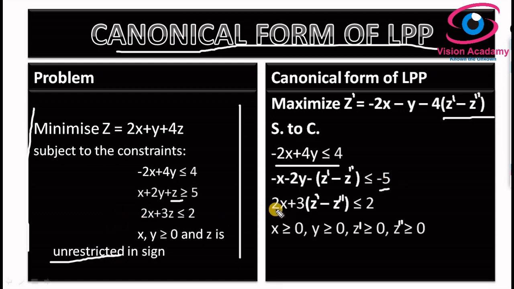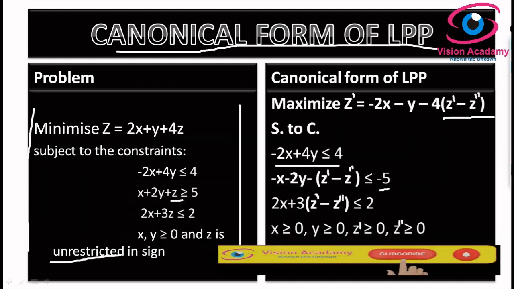And the third constraint I have taken as it is, but for z I have given some treatment because we have restricted it: 2x plus 3z, in the place of z, z dot minus z double dot, lesser than or equal to 2. So in the non-negativity, x is greater than or equal to 0 and y is also greater than or equal to 0. In addition to that, z dot is greater than or equal to 0 and z double dot is also greater than or equal to 0. So this is how we converted the given problem into canonical form of linear programming. This is very important in duality theory. So thank you so much for watching.